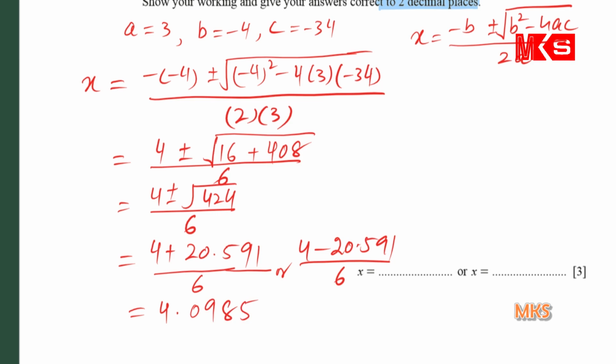So the one answer would be 4.10, because when rounded off correct to 2 decimal places, because of this 8, this 9 will become 10. 4.10, to write this 0 is a must. So 4 minus 20.591 and then divided by 6 will give us minus 2.765 and so on. So we have to give it correct to 2 decimal places, minus 2.77. The answers are 4.10 and minus 2.77.